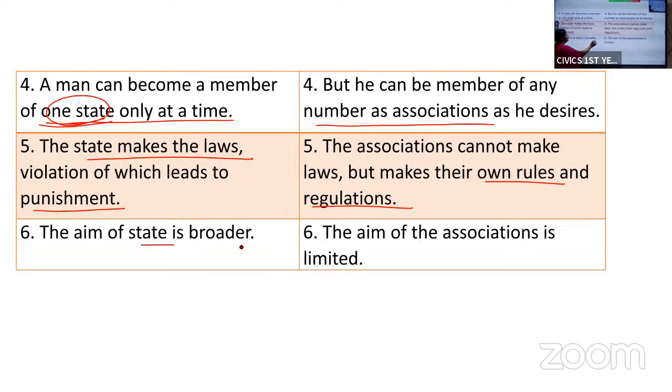The aim of the state is broader. The state works for the welfare of all the people, but the aim of the association is limited. That means it works only for its members, whereas the state works for the welfare of all the people. So the aim of the state is broader, and the aim of the association is limited. I hope I'm clear with this.